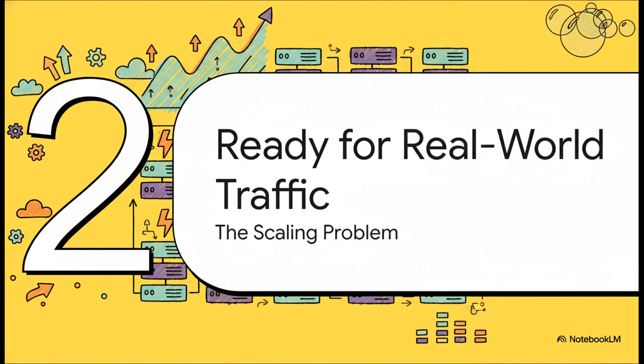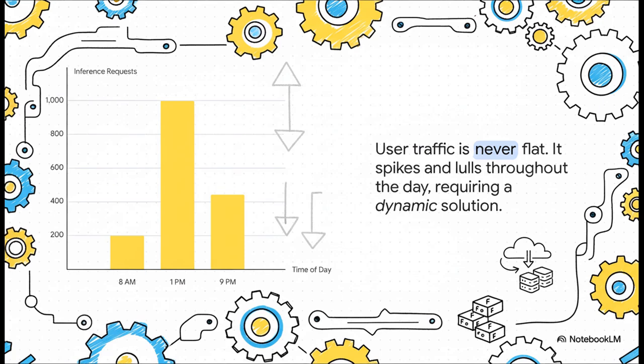Okay, so our model is now tuned to perfection. It's the best it can be. Time to release it into the wild, right? Well, hold on. Is it ready for the chaos of real-world traffic? This brings us to our second huge challenge, scaling. Because traffic is never a nice, steady stream. It's full of peaks and valleys.